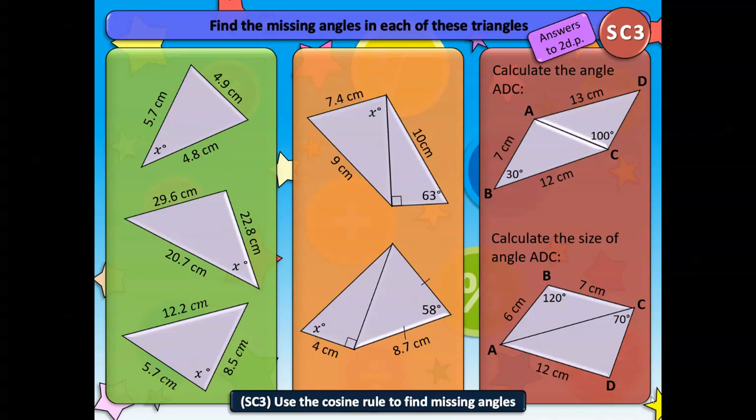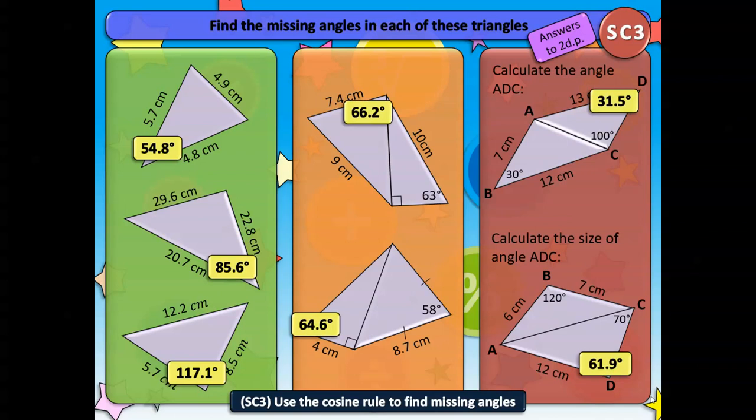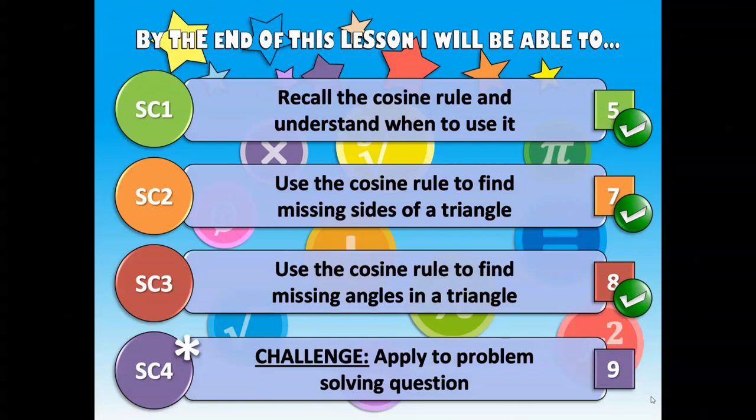Here are some questions for you to have a go at. Pause the video, and when you're ready to mark your work, press play. Here are your green answers, here are your amber answers, and here are your red answers. And now we've completed success criteria 3. So now we're going to move on to number 4, and this is to apply to problem-solving questions.